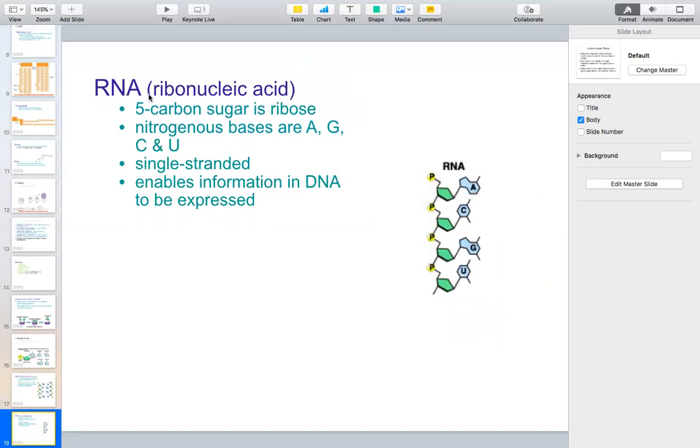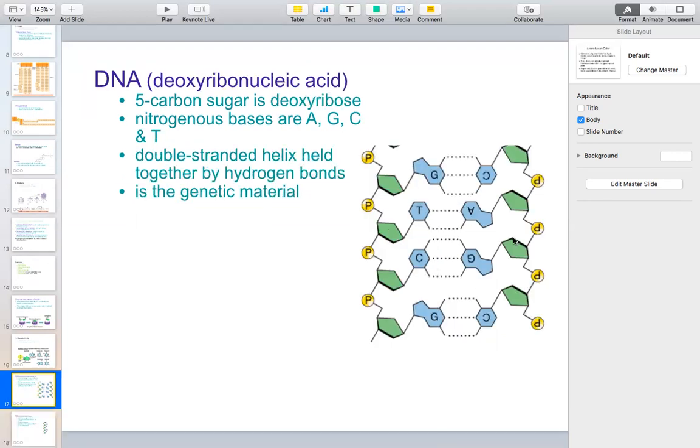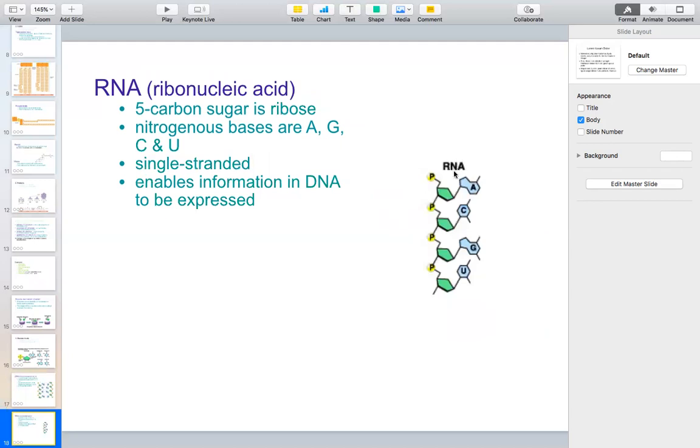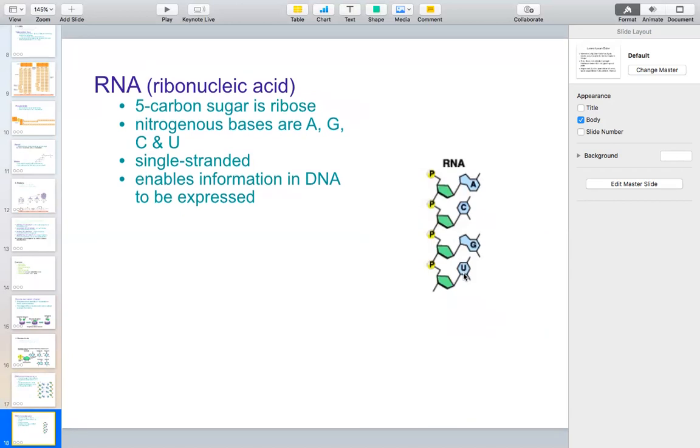Now, RNA, ribonucleic acid, is single stranded, so you don't see the double strand. If you look at this one, this is what we call a double strand. Here's a strand, here's a strand, so it's double stranded. Here we call it single strand. And again, notice there's a uracil instead of a thymine. So this is ribonucleic acid.